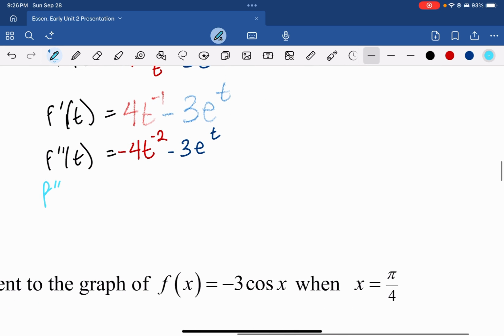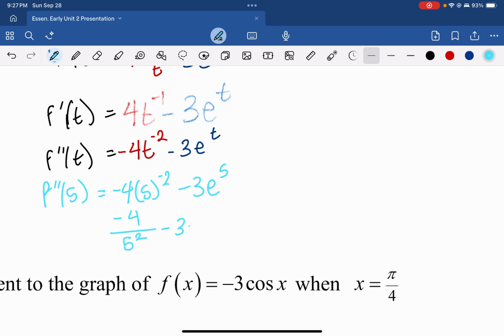So f double prime of 5 is going to be negative 4 times 5 to the negative 2 power minus 3e to the 5. Okay, but I'm going to rewrite that. So negative 4, and then since it's 5 to the negative 2 power, I can rewrite it as 5 squared in the denominator, minus 3e to the 5. Okay, which then I get negative 4/25 minus 3e to the 5. Okay, and since it said not to use a calculator, that's as far as we simplify it.